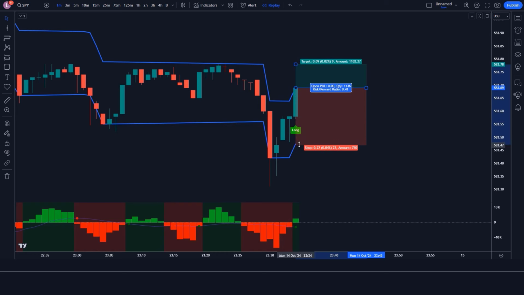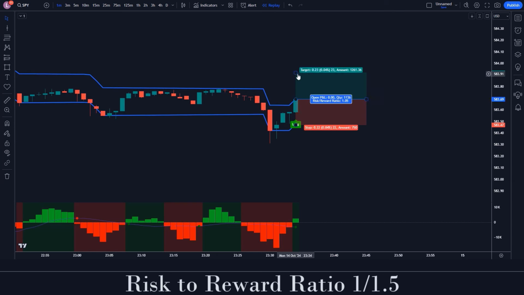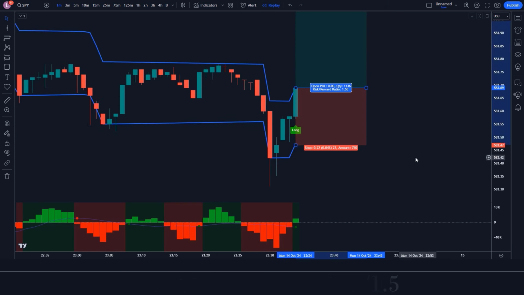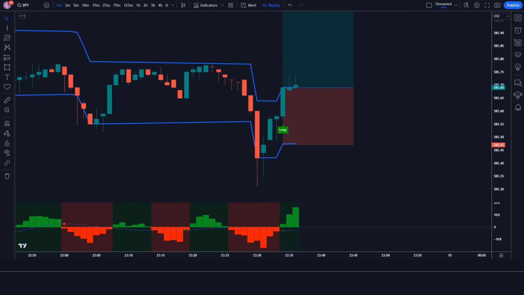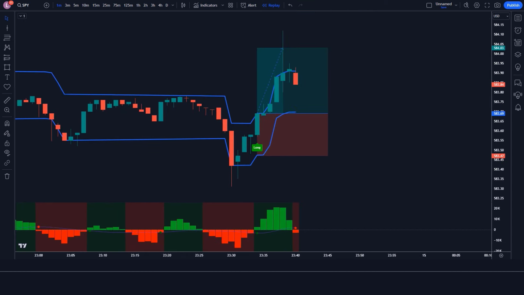Our stop loss is to be placed at the bull line. And the risk to reward ratio will be 1:1.5. The market has completely hit the target.